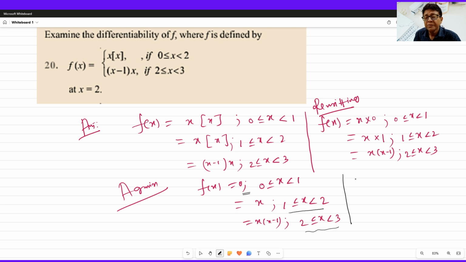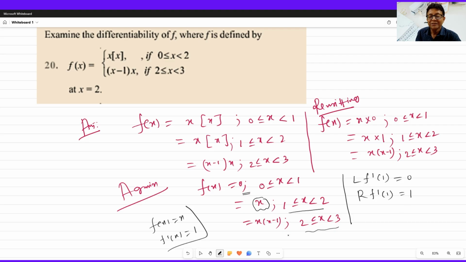We check that. L f dash 1, the value is 0. R f dash 1, how to get? That is differentiating this function and putting x equal to 1. f(x) is x. What is f dash x? It is 1. So R f dash 1 is 1. Okay? So not differentiable, you have to write the comment over there. Function not differentiable at x equal to 1. You must agree.